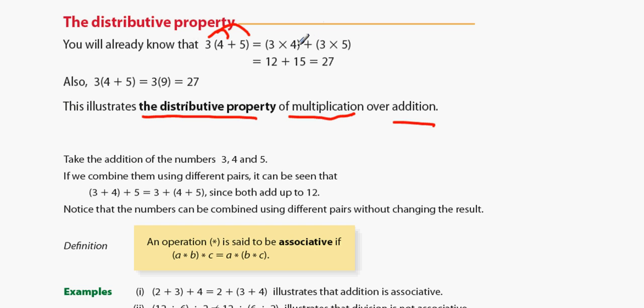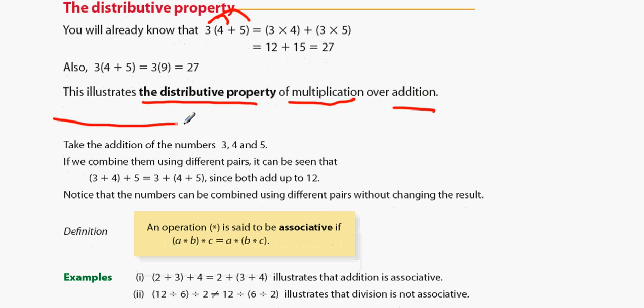Okay? Take the addition of the numbers 3 plus 4 plus 5. If we combine them using different pairs, it can be seen that (3 plus 4) plus 5 is equal to 3 plus (4 plus 5). Since both add up to 12, notice that the numbers combined using different pairs do so without changing the result. Definition. Okay, so this is the distributive property up on top, and this here is the associative property.